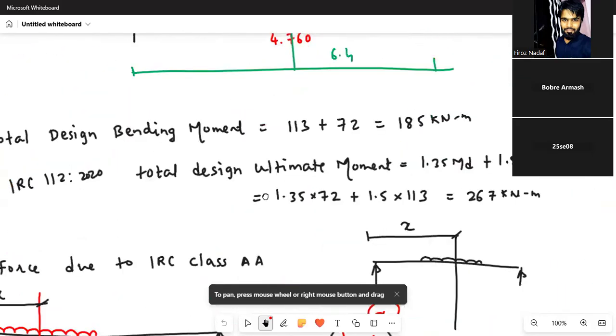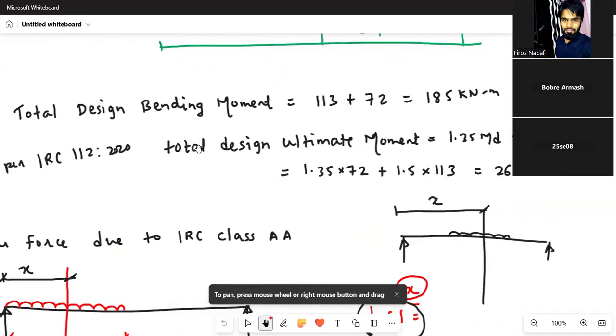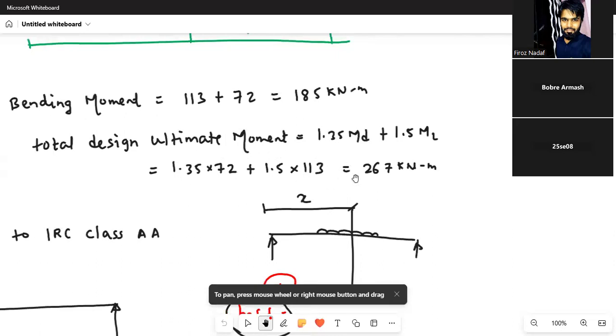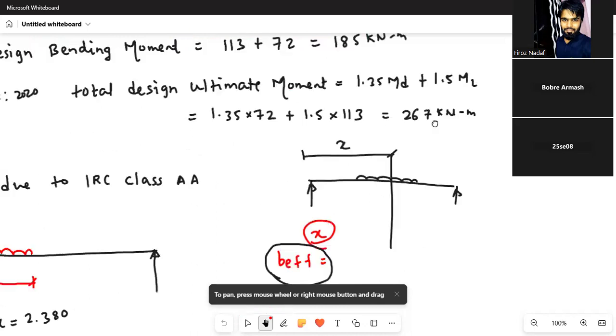Okay. So first, I will show you. This is the total design bending moment, and that is 185 kilonewton meter. Then we have calculated the total design ultimate moment, and we are getting it as 267 kilonewton meter. The total design ultimate moment is given by IS 112. In that code, the factor of safety for the dead load moment is 1.35, and for the live load bending moment it is 1.5. And in the total design ultimate moment, you're getting 267.